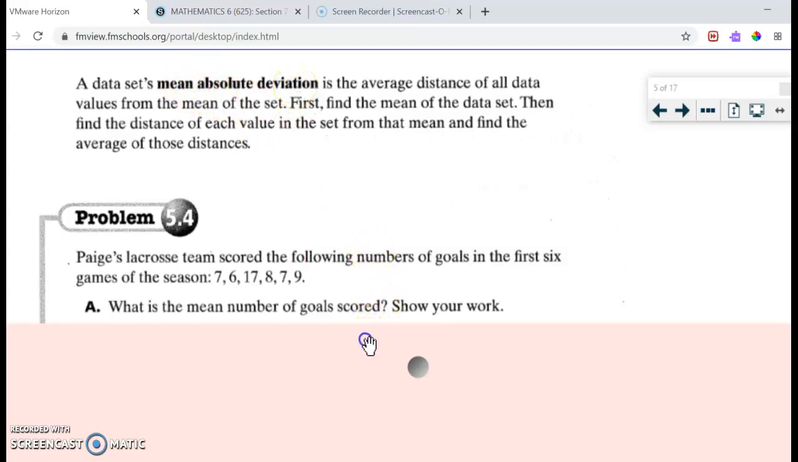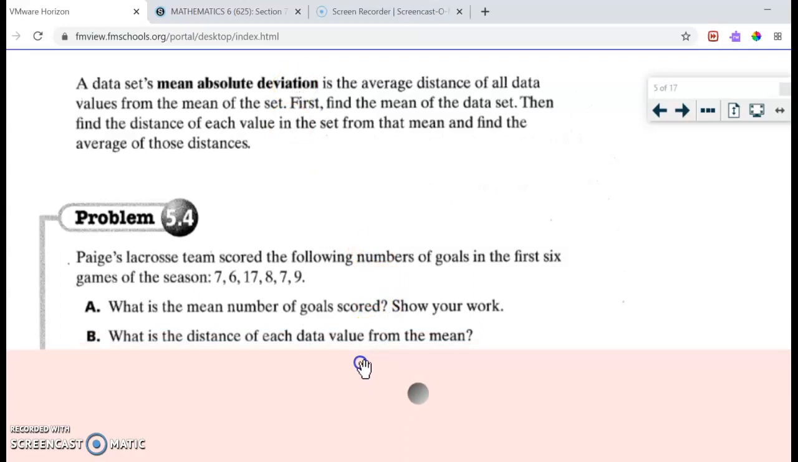Now the second part. What is the distance? Now remember, we talked about distance with absolute value, right? Remember, absolute value is the distance a number is away from 0 on a number line. Well, we've talked about distance where it's a form of measurement, so it's always going to be a positive number. What I mean by that is we're going to take the distance of each data value from the mean. Okay, so the mean was 9.